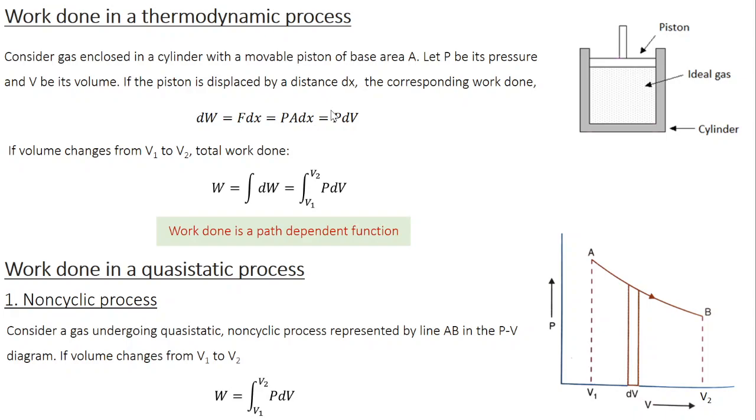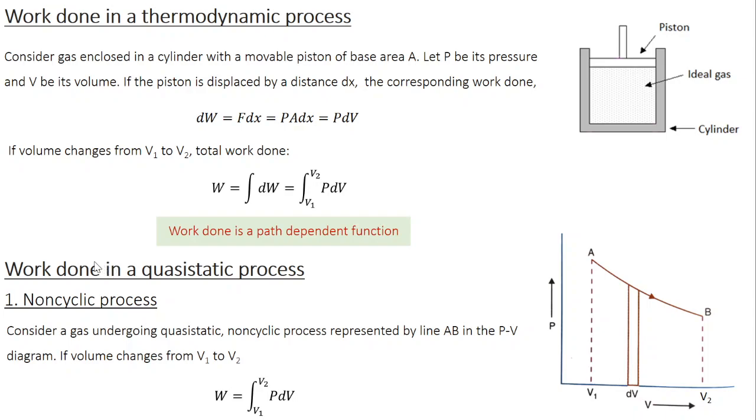So if the volume changes from V1 to V2, then the total work done is going to be integral of dW. Apply the limits. This is integral V1 to V2 PdV. So an important point to remember here is that the work done is a path dependent function. So it doesn't much depend on the endpoint. Instead, it depends on the path taken by the system to change from the initial state to the final state.